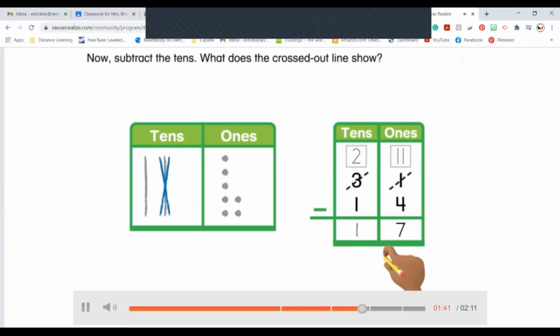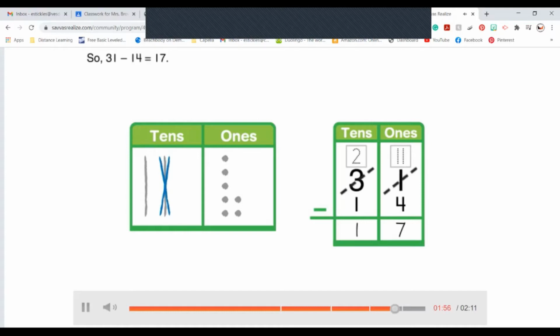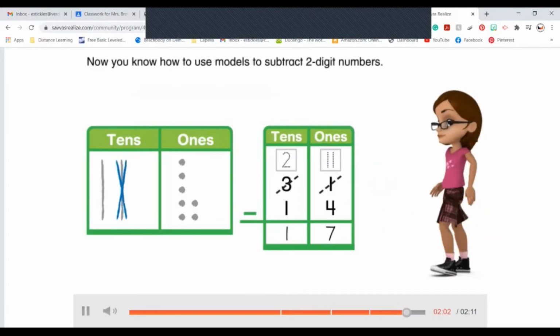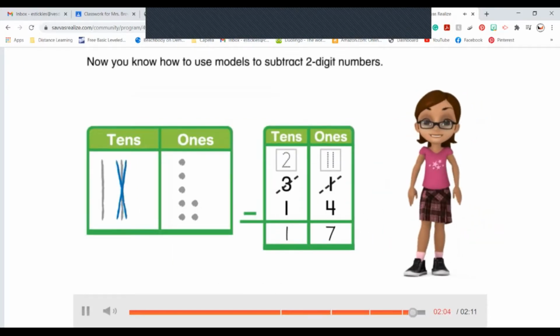Now subtract the tens. What does the crossed out line show? The crossed out line shows that we had 2 tens and then we subtracted 1 ten for 14. The crossed out line shows that a 10 is being subtracted. So 31 minus 14 is equal to 17. Now you know how to use models to subtract two-digit numbers. Great job! Let's hop in our workbooks and do some practice.